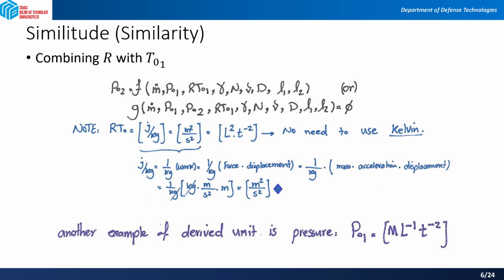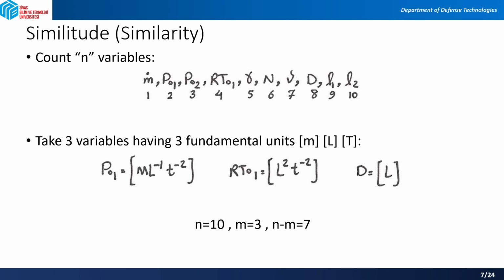Another example of a derived unit, not a fundamental unit, is pressure. So pressure is not a fundamental unit. Pressure is expressed as mass times L to the minus 1 times T to the minus 2. So what do we do? We just present some variables and we count them, these n variables. How many variables do we have? We have 10 variables, right?